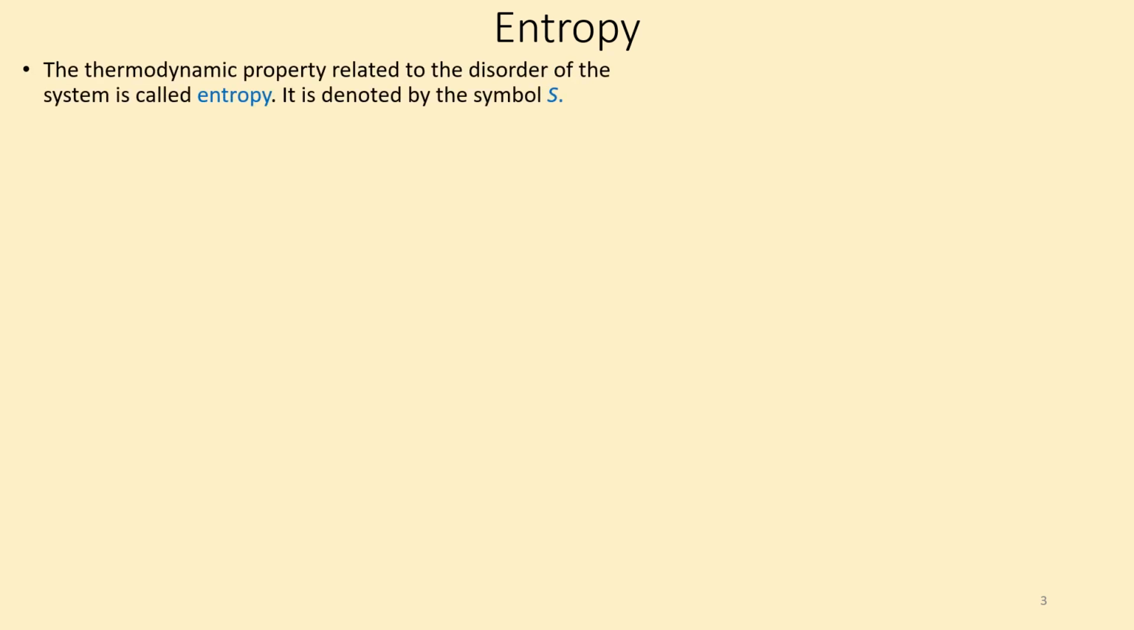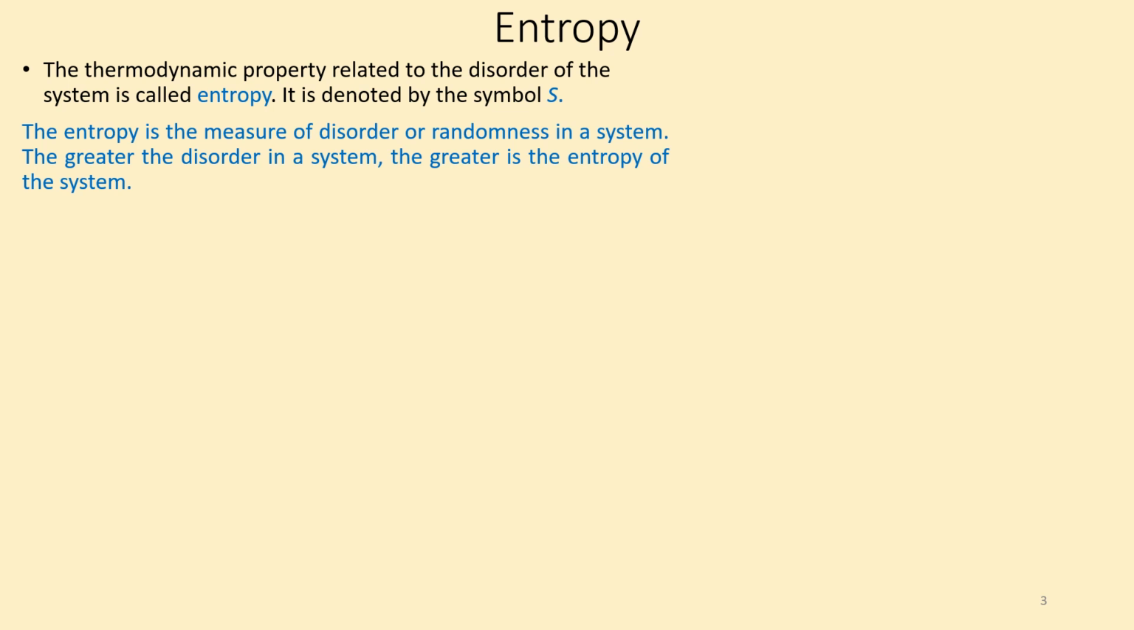Entropy. The thermodynamic property related to the disorder of the system, which we discussed in the previous slide, is called entropy, and it is denoted by the symbol capital S. The entropy is the measure of disorder or randomness in a system. The greater the disorder in a system, the greater is the entropy.